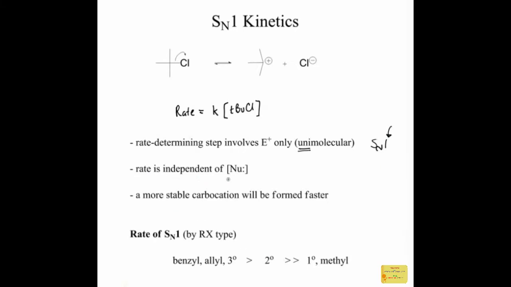And it's observed that the rate is independent of the nucleophile. So it doesn't matter how much of that nucleophile you had around. You could double the amount, triple the amount. It has no effect on the rate because we're just waiting for that leaving group to be lost. That's the only thing that defines the rate.